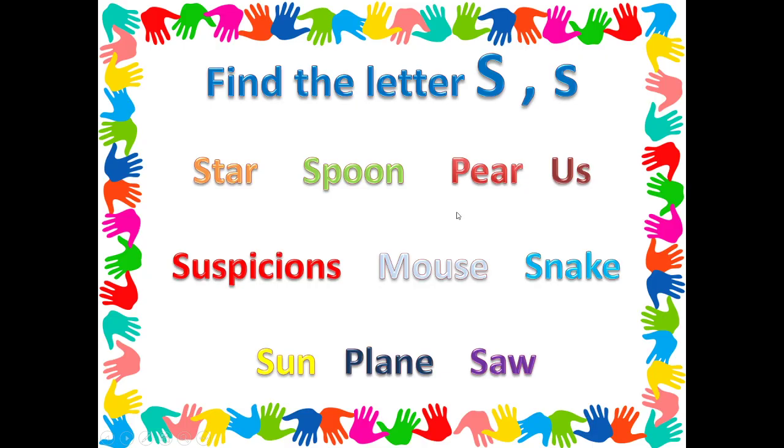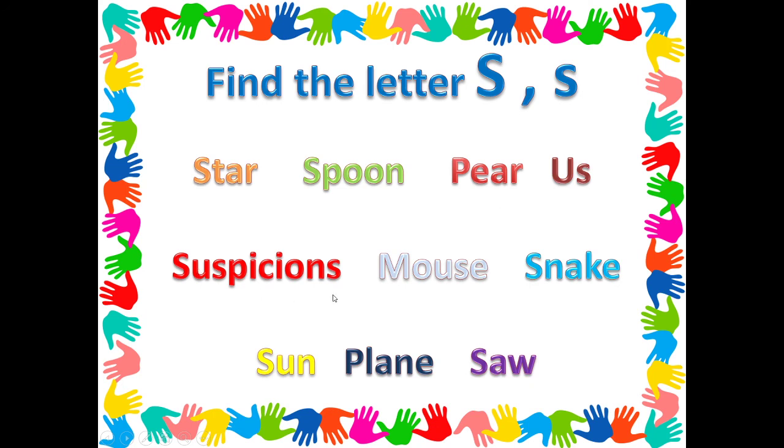Okay, now let's find the letter S. S star. Does it have the letter S? Of course it does. It's the first letter. S capital. S spoon. Does it have the letter S? Yes, it does at the beginning of the word. S capital. Pear. Does it have the letter S? No, it does not. Do you see an S? No, I'm not seeing any S. Us. Yes, of course it does have the letter S. Here it is. S small.